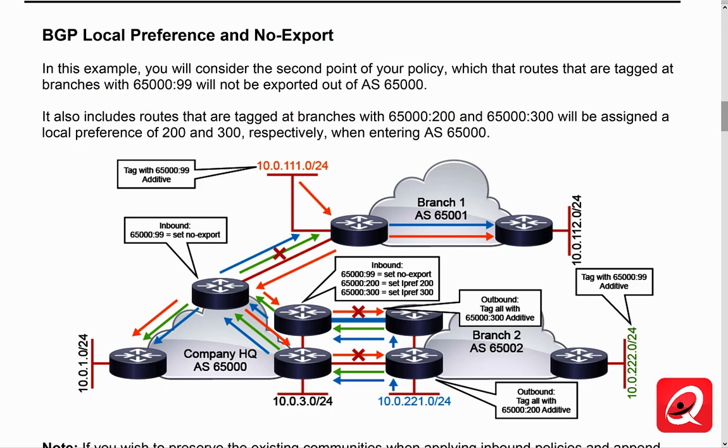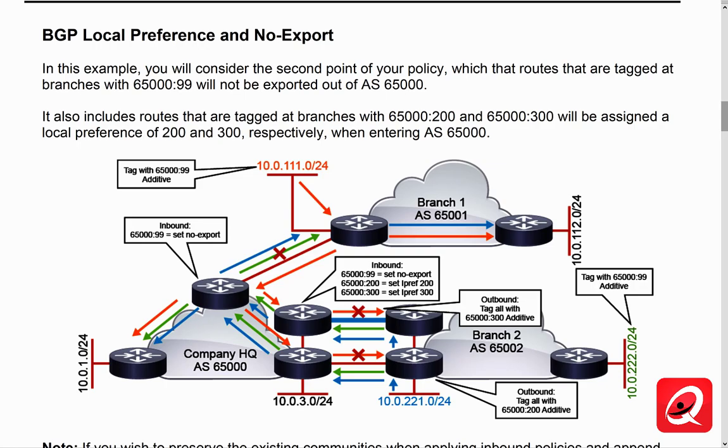Does that make sense? So these community attributes can be used to influence what we do with these particular routes. By changing that community attribute on branch 2, I can influence how the headquarters applies the local preference value to those particular prefixes, and in turn, through association, I guess, we can influence how routing takes place.